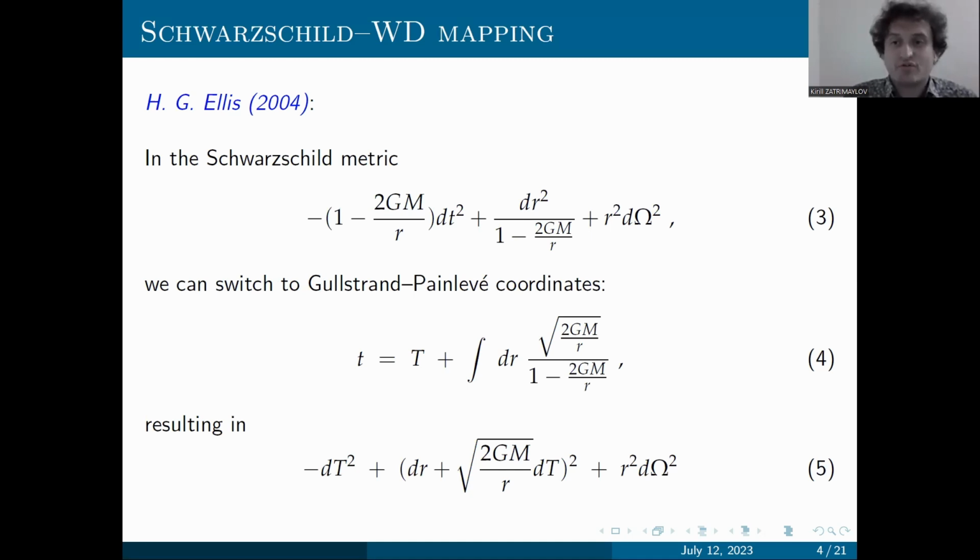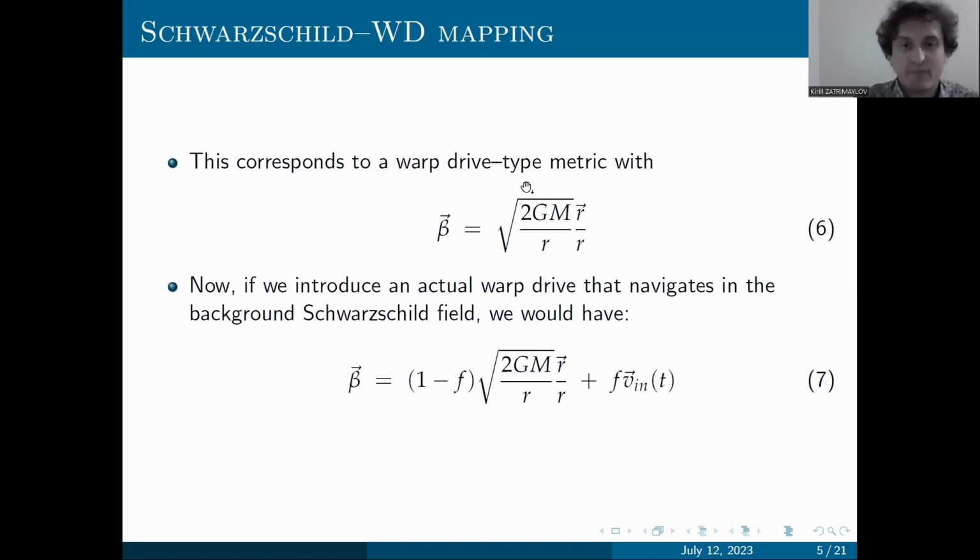One very well-known result from general relativity from the 1920s, derived by Painlevé and Gullstrand, is that if we perform a coordinate transformation in the Schwarzschild metric, we can take it to a metric which has this warp drive form. So this becomes this, which is a warp drive type metric with this background shift vector.